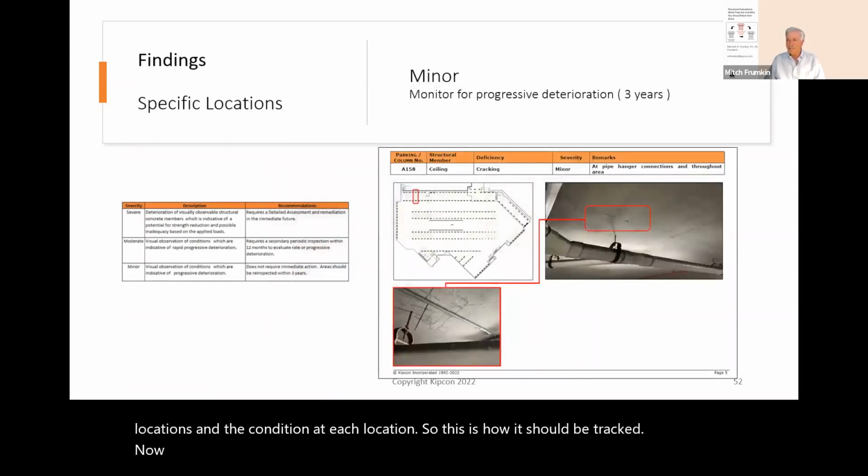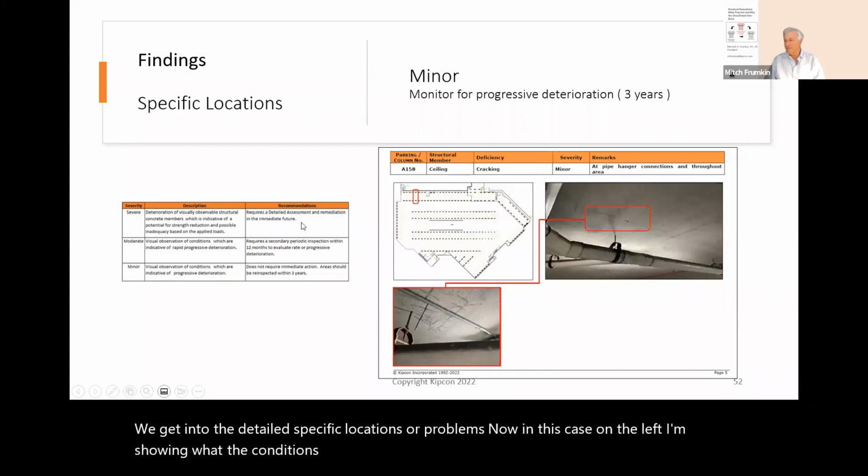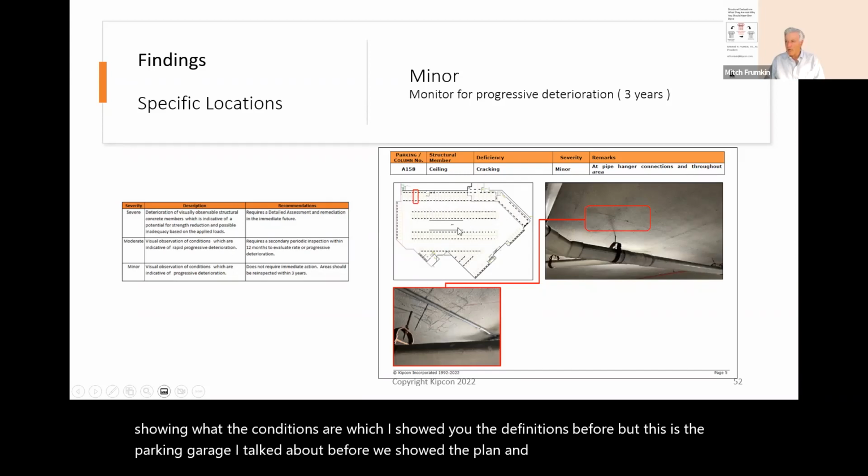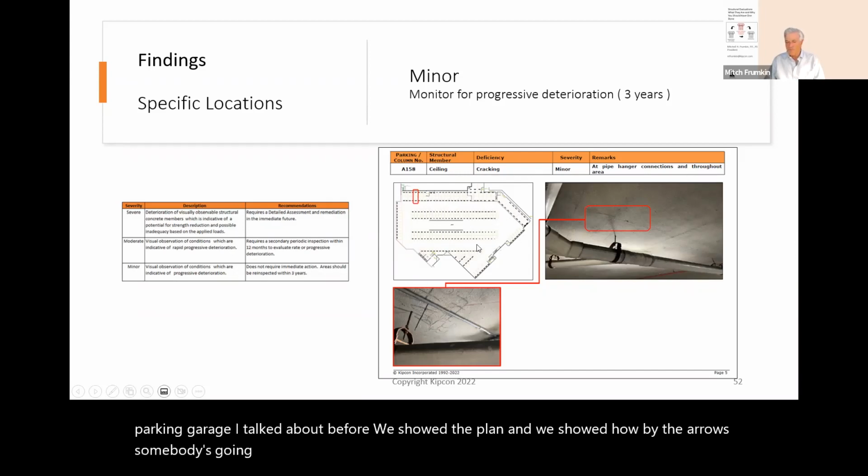Now we get into the detailed specific locations of problems. Now, in this case, on the left, I'm showing what the conditions are, which I showed you the definitions before, but this is the parking garage I talked about before. We showed a plan and we showed how, by the arrows, somebody's going to walk through and look at the different conditions.